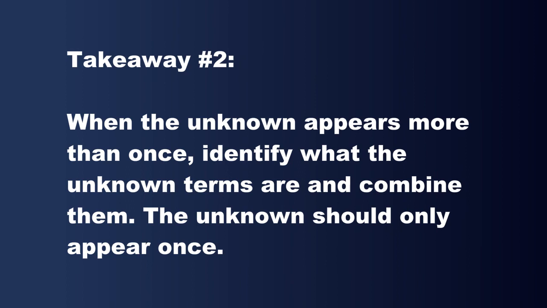To conclude, whenever we see the unknown appears more than once, we have to identify what the unknown terms are, or x terms in most cases, and then we combine them. If you do it right, at some point of your solution, the unknown should only appear once.